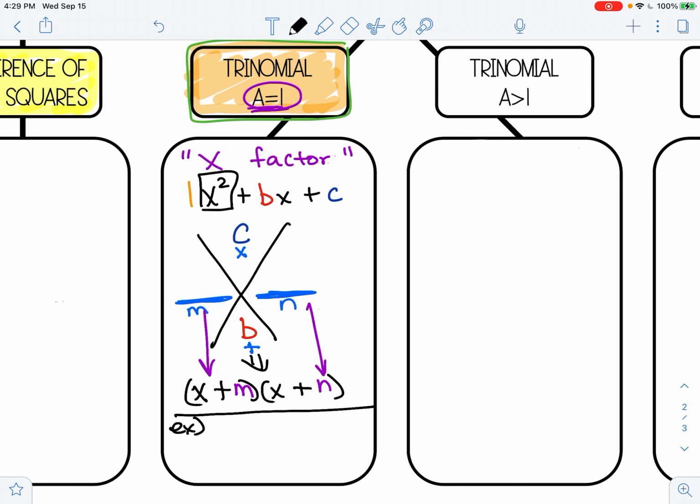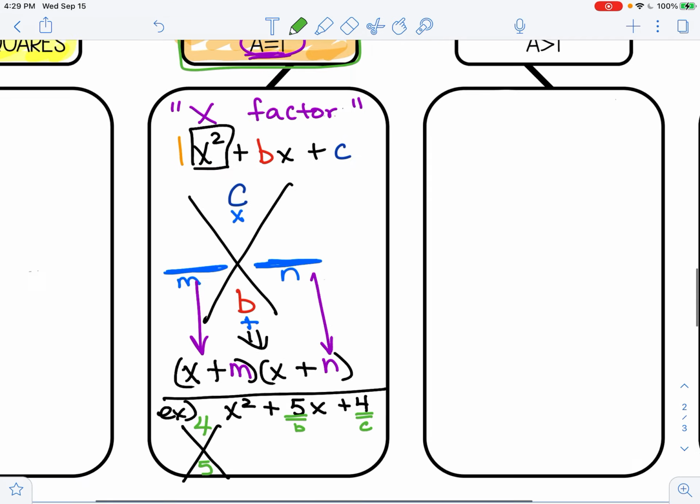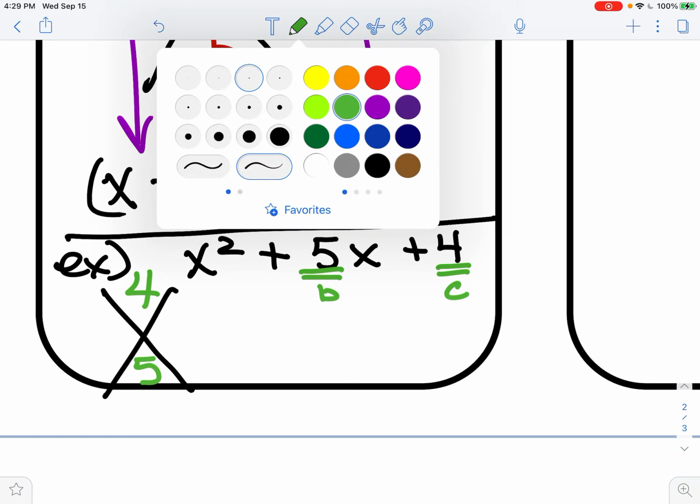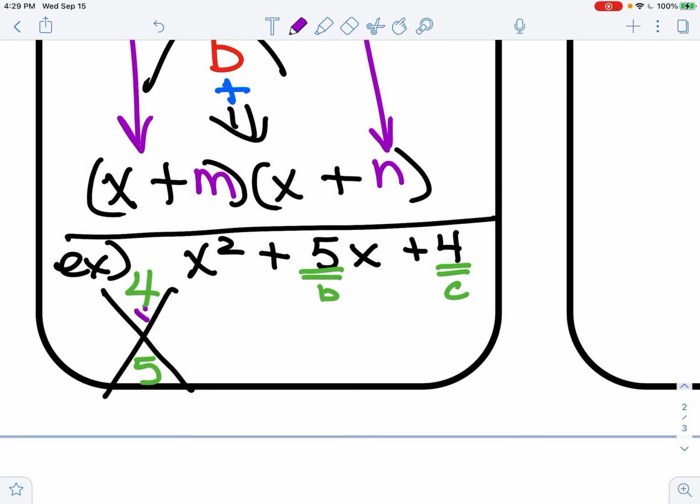Let's do an example. So if I had x squared plus 5x plus 4, okay? First thing I'm going to do is draw a big X. I recognize here that this value is the b value and this is the c value. So I'm going to put the c on the top and the b value of 5 on the bottom. Okay, I'm going to scroll in here. My next step is I need to figure out what 2 numbers will multiply to 4 and what 2 numbers will add to 5.